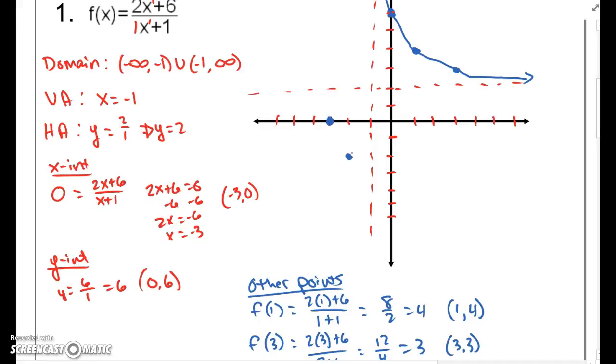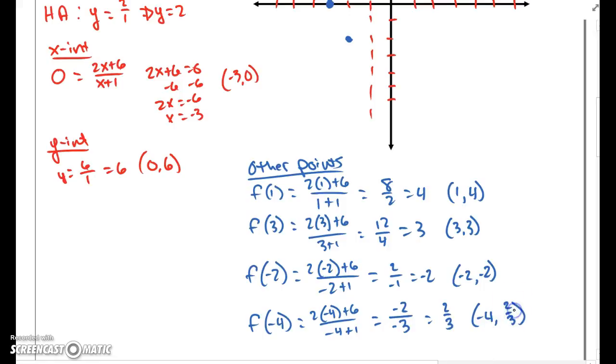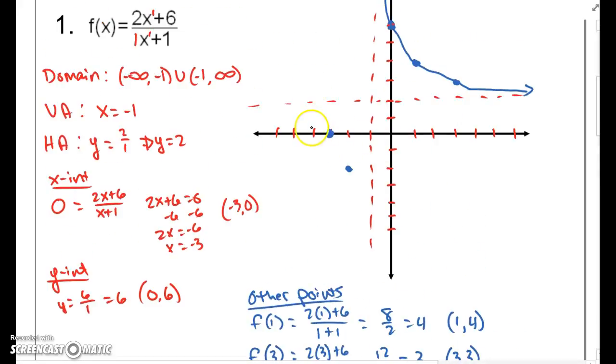And then let's go just to the left of this x-intercept. So let's plug in, let's try -4. And we get 2/3. So again, because I have to follow these asymptotes as guides, I can fill in.